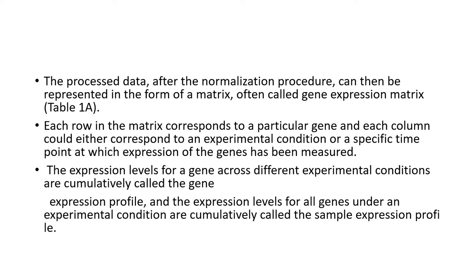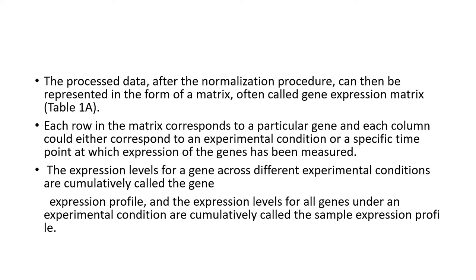So after the normalization of the data, as we have seen in the last class, that we should normalize the data after the transformation. This processed data is then presented in the form of a matrix called the expression matrix. Each row in the matrix corresponds to a particular gene and each column corresponds to an experimental condition. So in the columns we take the conditions and each row denotes a particular gene.